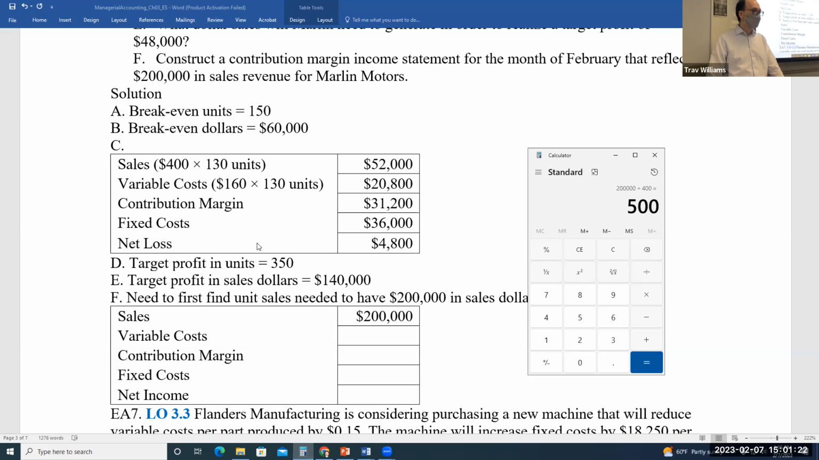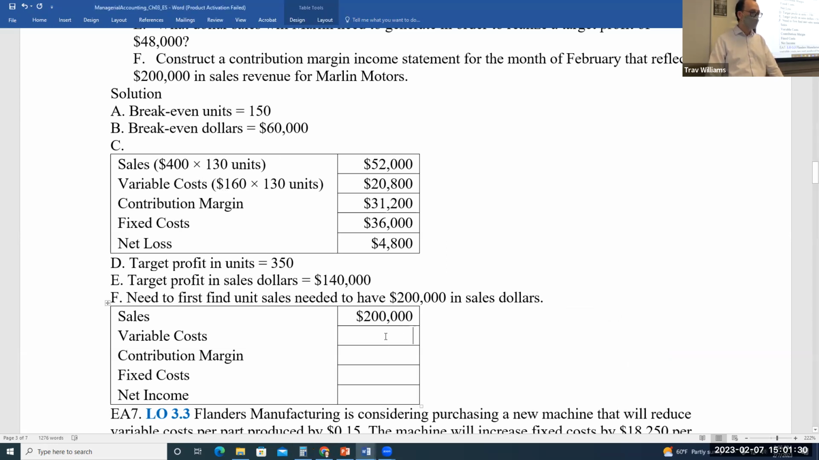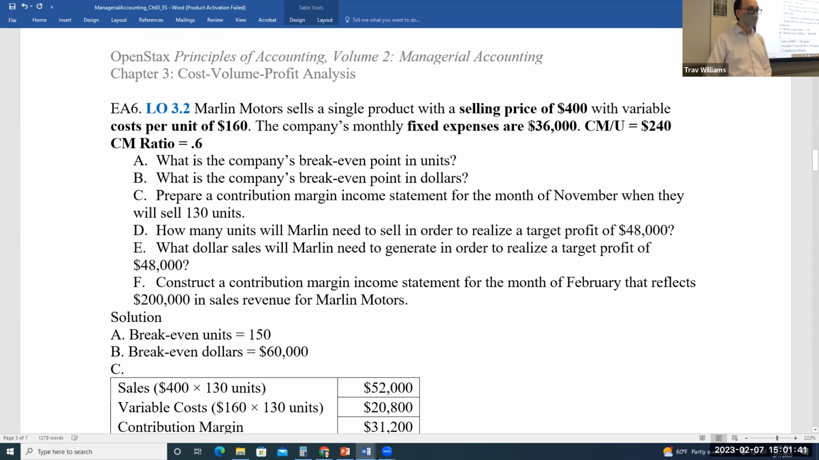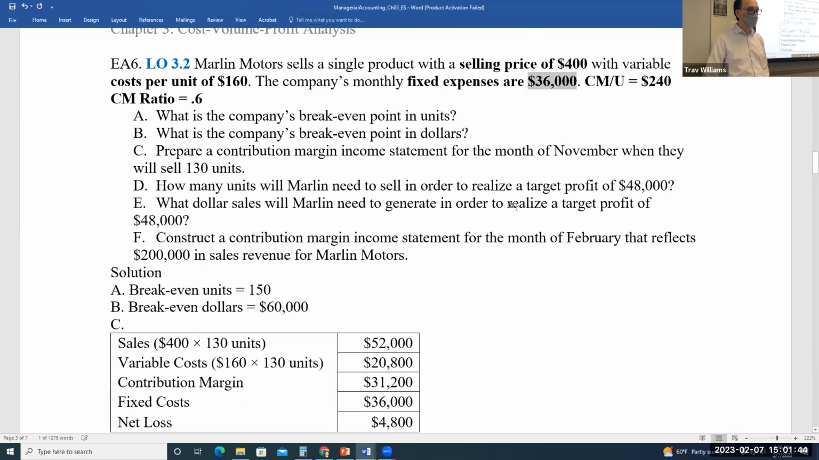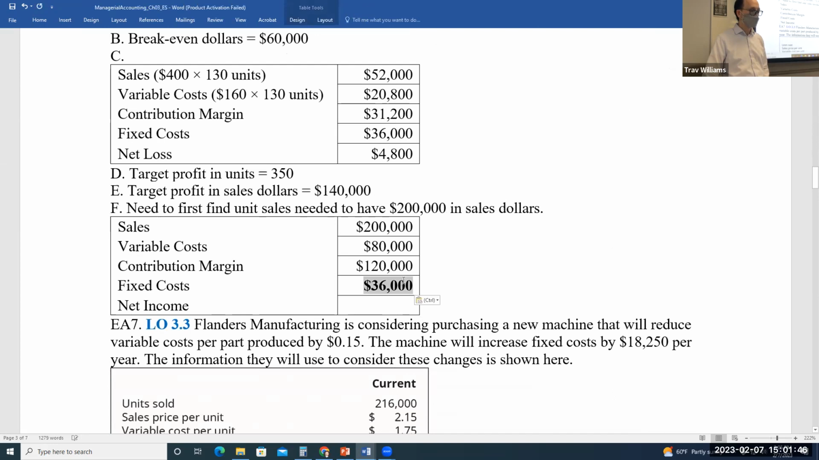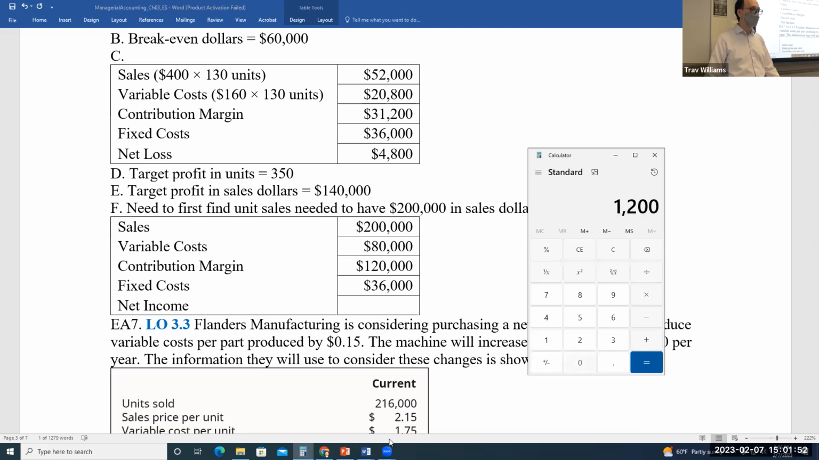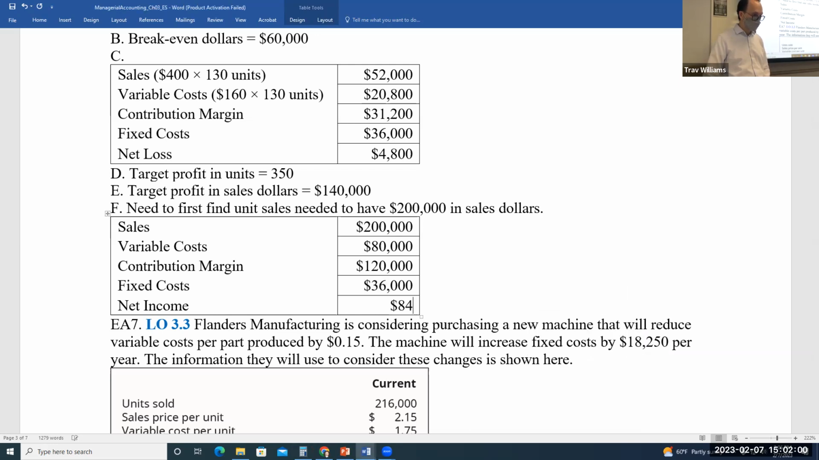Okay, then we can multiply 500 units times the $160 variable cost per unit. So $80,000. Subtract that to get the contribution margin. Our fixed costs were 36,000. That has not changed, so let's go ahead and bring that down. And we get our net income by subtracting, right? Contribution margin minus fixed costs. We get an $84,000 net income.